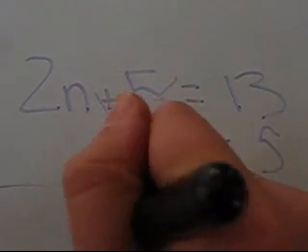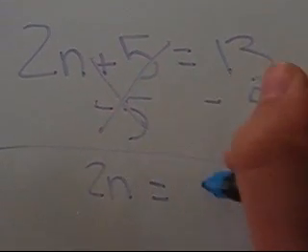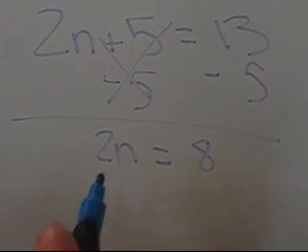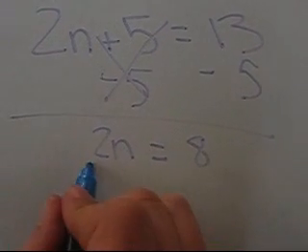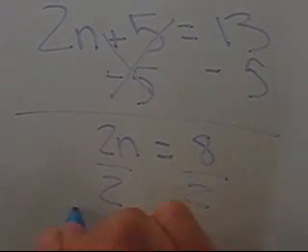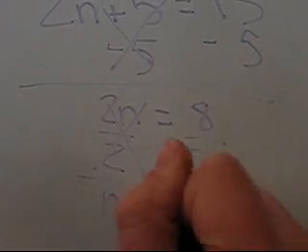And we're left with 2n equals 8. And then, since you have 2 times n, you do 2 divided by 2, and then 8 divided by 2, and that cancels out. We're left with n equals 4.